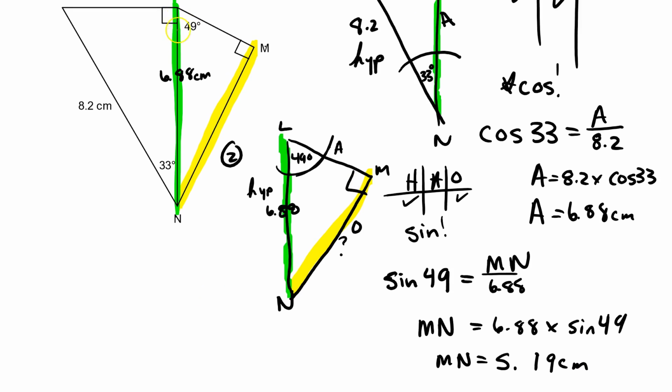So let's see if this makes sense. We said that the hypotenuse of this triangle right here is 6.88. So that's going to be the longest side. But we said that the MN here is going to be 5.19. That's great, because we know that the hypotenuse is the longest side. So if we find out that the MN that we found right here, which is not the hypotenuse, is smaller, it's definitely a logical answer.